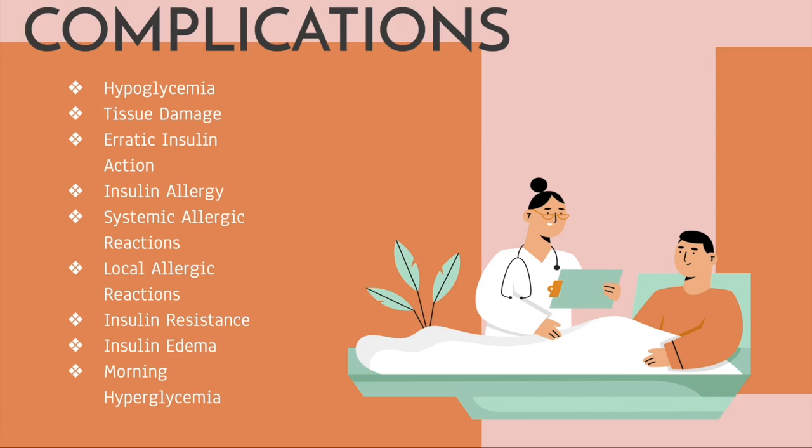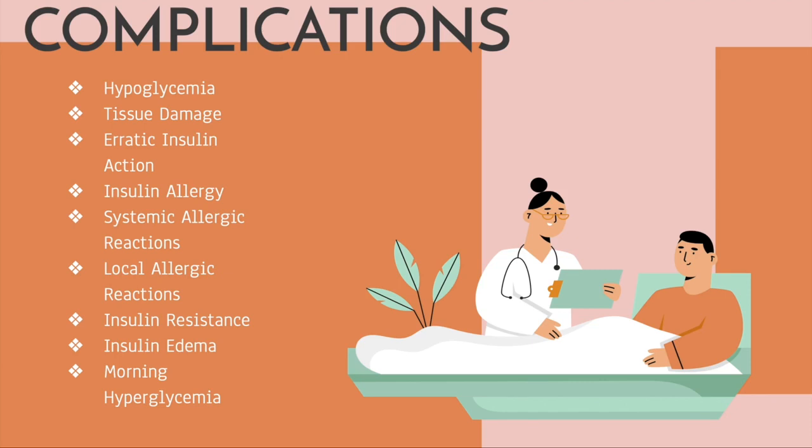Next complication is tissue damage. This is manifested by insulin lipodystrophy, which as defined in the definition of terms is the localized disturbance of fat metabolism in the form of either lipoatrophy, which is the loss of subcutaneous fat, or lipohypertrophy, which is the development of fibrofatty masses at the injection site.